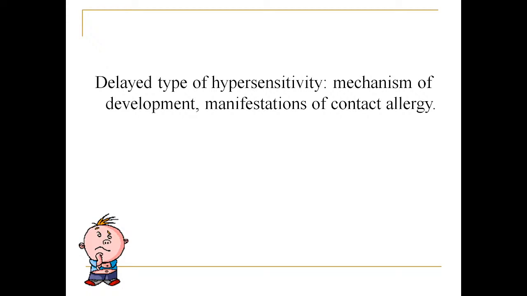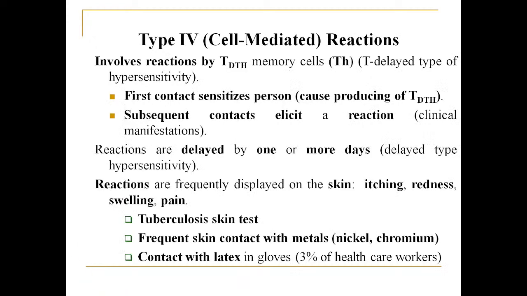So we have just said about immediate hypersensitivity. Immediate hypersensitivity that includes three types. Type 1, anaphylaxis. Type 2, cytotoxic. Type 3, immune complex hypersensitivity. Now let's talk about delayed type of hypersensitivity, or type 4. It is also called cell-mediated hypersensitivity.